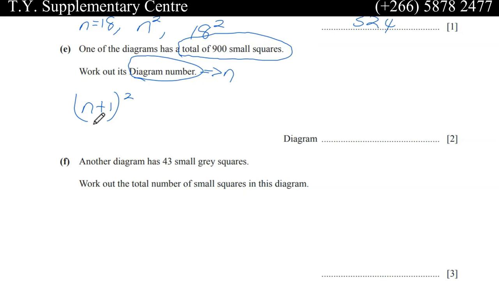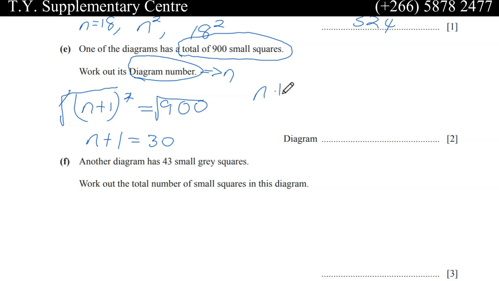But then we know that for some particular n, for some diagram number, the total number of squares that we get is 900, meaning we have to solve this equation to get the diagram number which will give a total number of small squares of 900. So we can find the square root of both sides to get rid of the square here. We'll get n plus 1 on the left side, and then the square root of 900, that's 30. And then from there we can subtract 1 on both sides to leave n only on the left side.